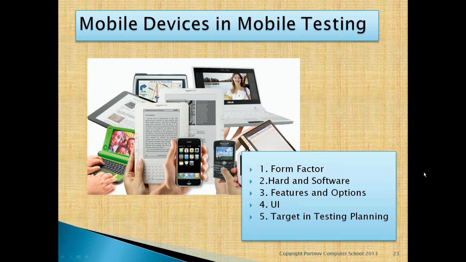So for accelerometer factors, which is rotation, from orientation, from portrait to landscape. Many features and options could also be related to the mobile device. So UI, I already named it, and also target and testing planning. What mobile devices should we choose? What mobile devices are most important for testing our specific product?